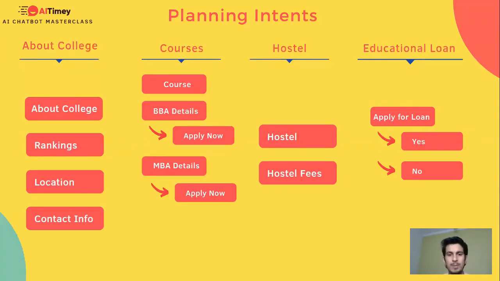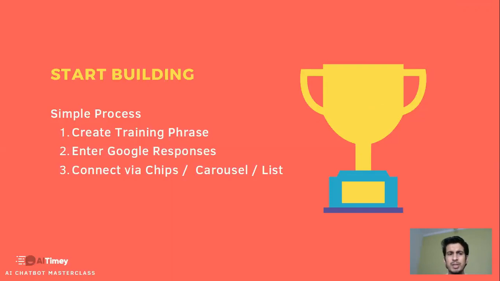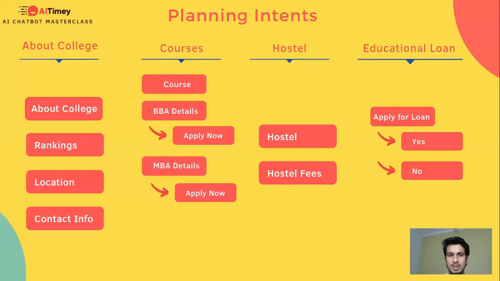So this is how we are planning these intents, and now we'll go on to build them in Dialogflow. A simple strategy: create an intent, create a training phrase, enter Google responses and connect them via chips, carousel or a list. Let's start.